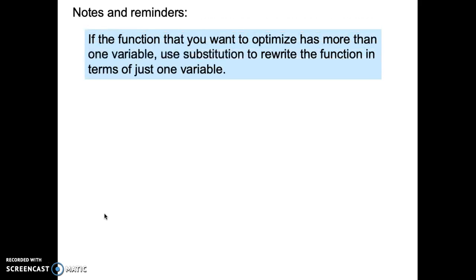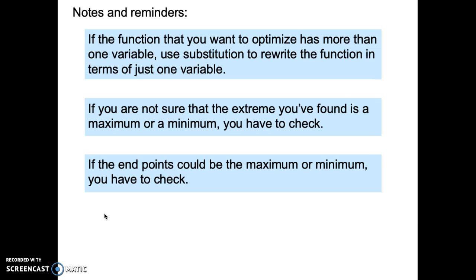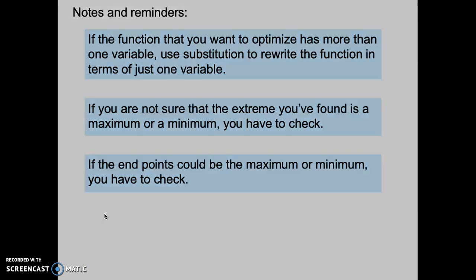Some notes and reminders to keep about optimization. If the function that you want to optimize has more than one variable, use substitution to rewrite the function in terms of just one variable. If you are not sure that the extreme you found is the maximum or minimum, you have to check. If the endpoints could be the maximum or minimum, you have to check those also.